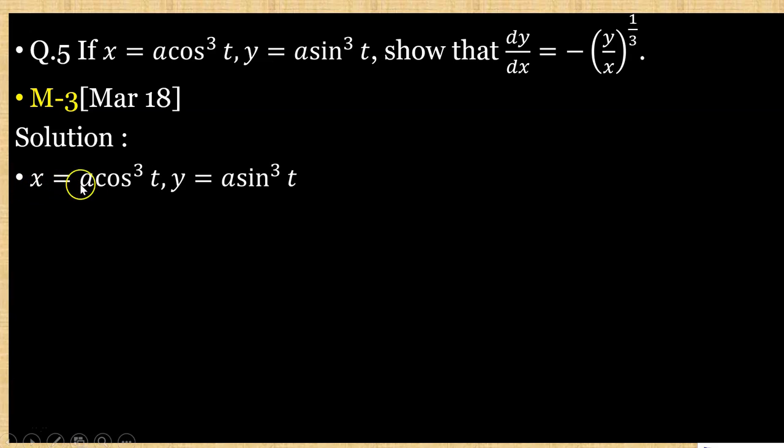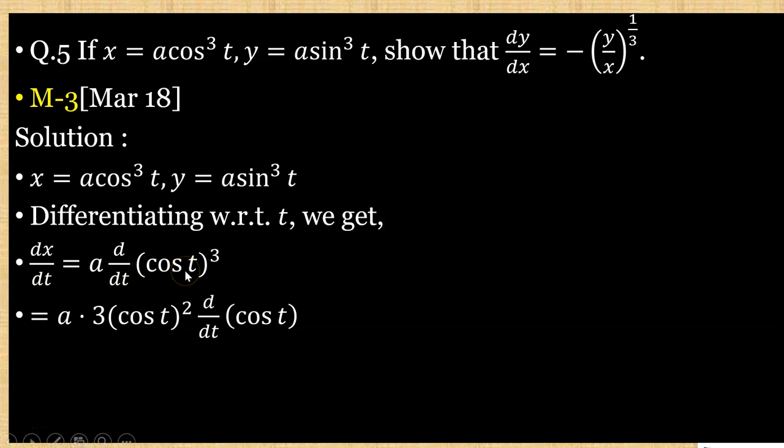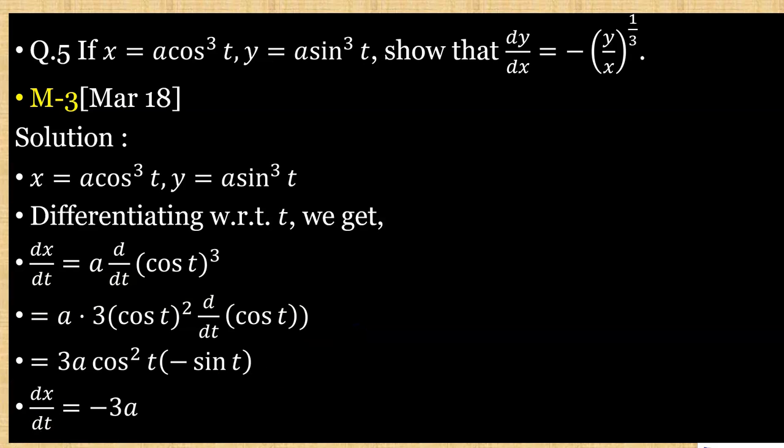Differentiate this. x is equal to a cos cube t, y is equal to a sin cube t, with respect to t. We get dx upon dt is equal to a d/dt of cos cube t, and the derivative of (cos t) cube is a into 3 (cos t) square into d/dt of cos t, which is minus sin t. Here you will get dx upon dt is minus 3a cos square t into sin t.